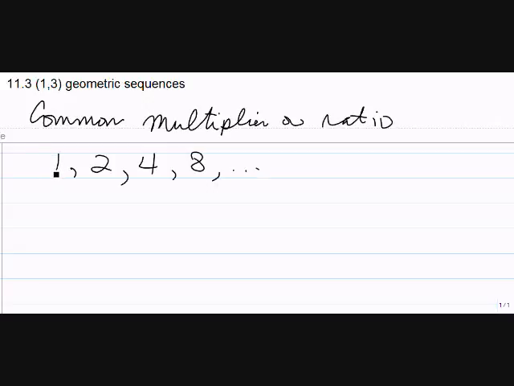To go from 1 to 2, I multiply by 2. 2 times 2 is 4. 4 times 2 is 8. I have a common multiplier, and we call that R. So I'll say R equals 2. Common multiplier or ratio. I call this common multiplier R, so I might want to call it the ratio instead.